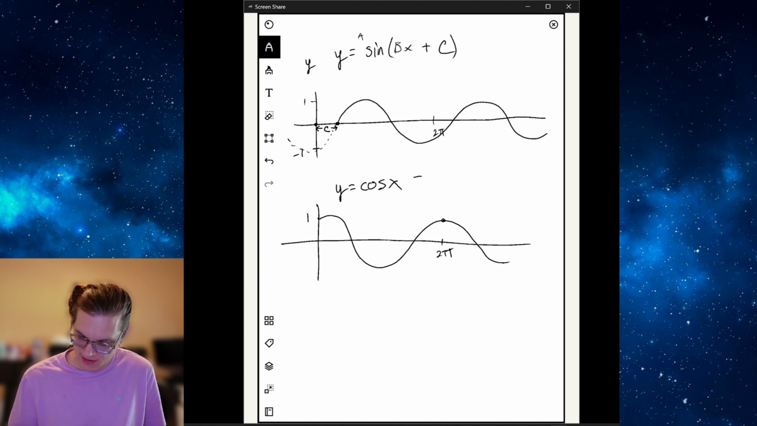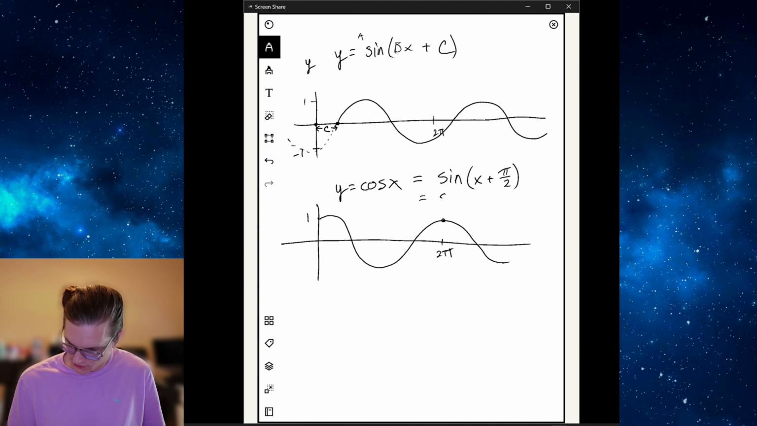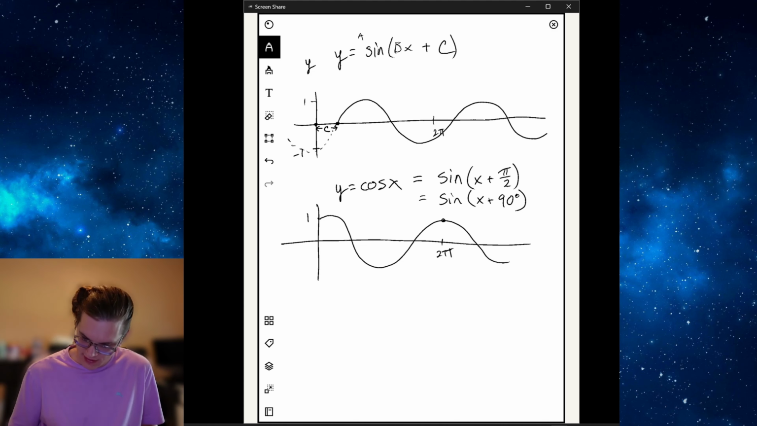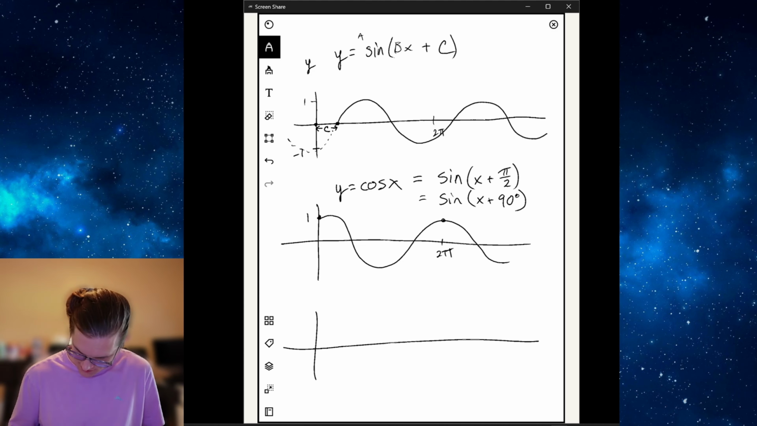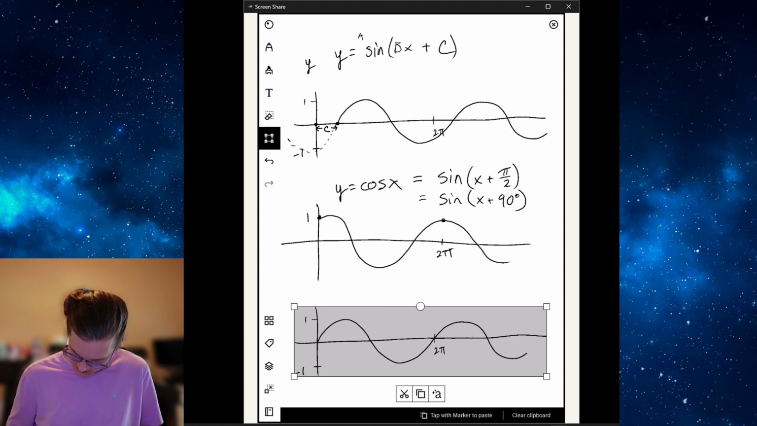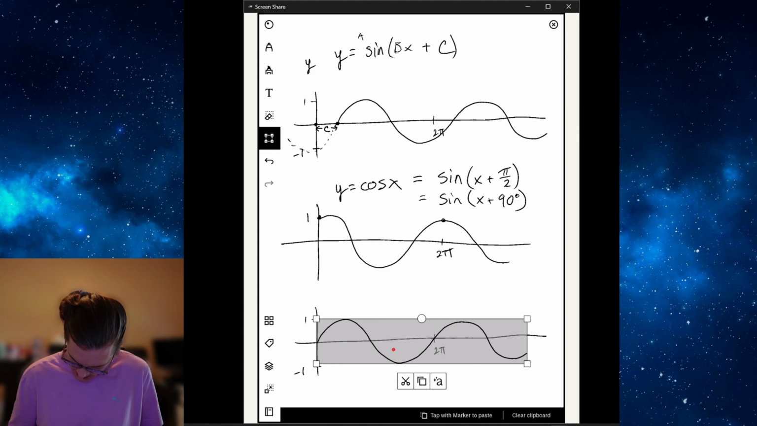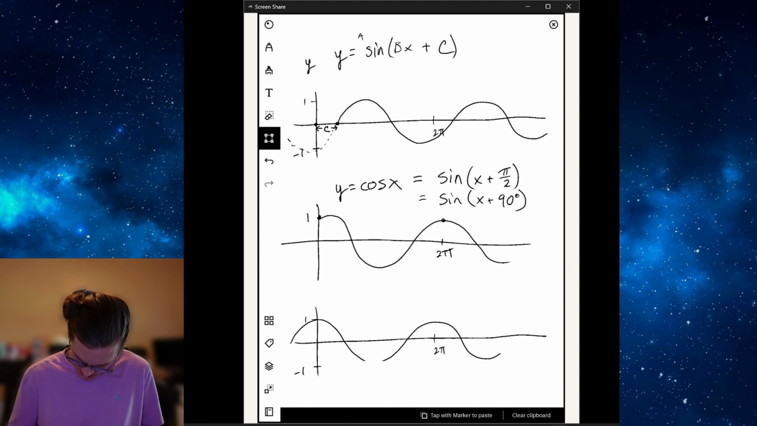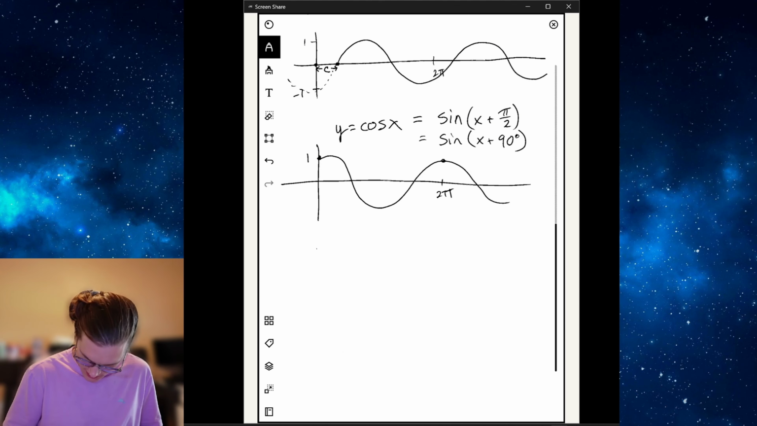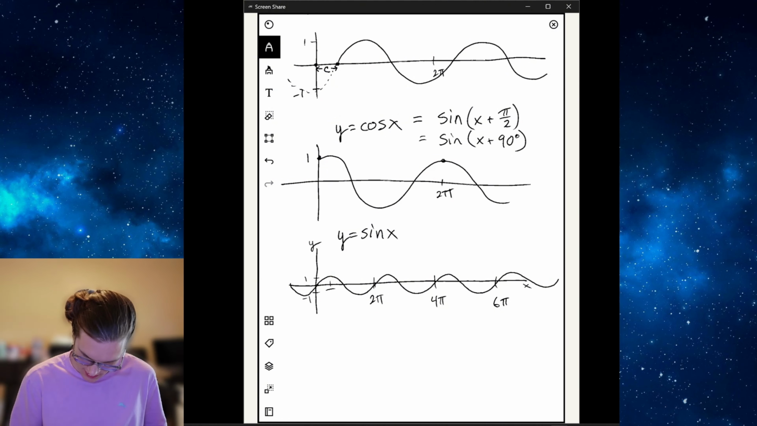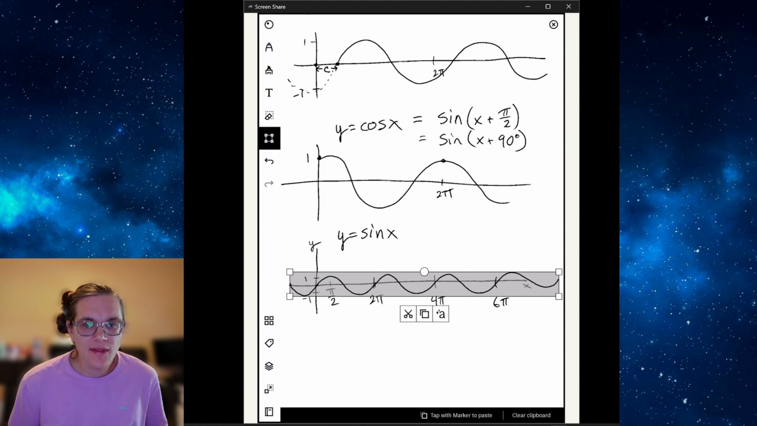Cosine of x is sine of x plus a 90-degree shift, so plus pi over 2, which can also be written as sine of x plus 90 degrees if you like. So this amount shifted here, this cosine is my sine graph shifted in the x direction that much. To demonstrate, it peaks here at pi over 2. Let's shift it by that pi over 2.